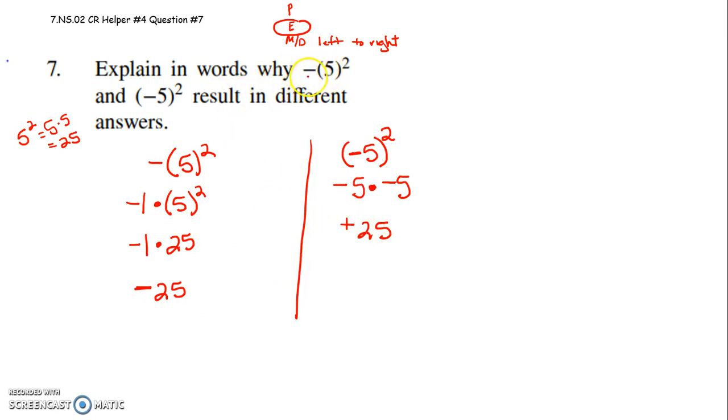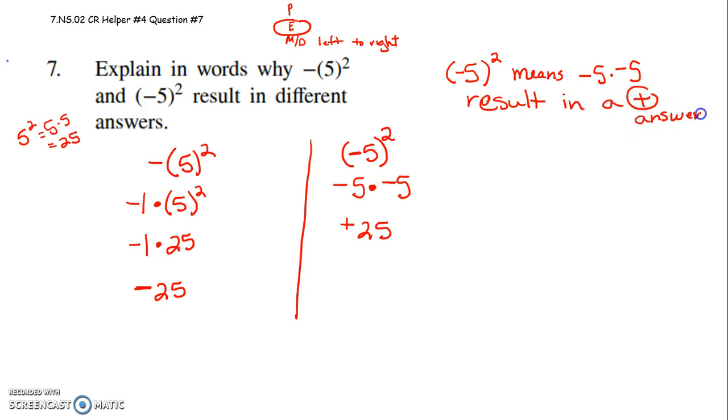And so we have to explain in words why. Well, I might just tell them negative 5 in parentheses squared means negative 5 times negative 5, which will result in a positive answer. I might also tell them negative and then 5 squared means negative 1 times 5 squared, which will result in a negative answer.